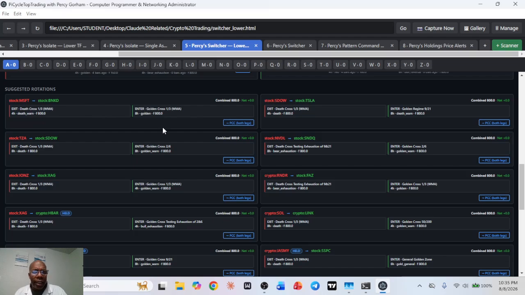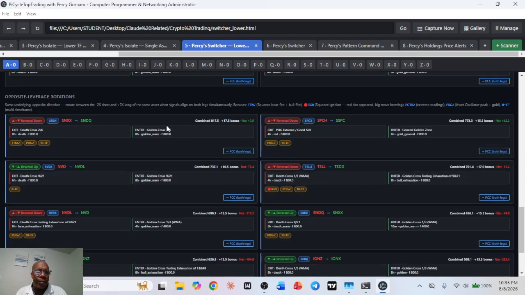And what's really nice is we have inverse pairs that are perfectly matched. When one goes up, the other goes down, like a seesaw. When one goes up, the other goes down because they're inverse. Look at this. Same underlying, opposite direction. Rotate between the 2x short and 2x long of the same asset when signals align on both legs simultaneously.